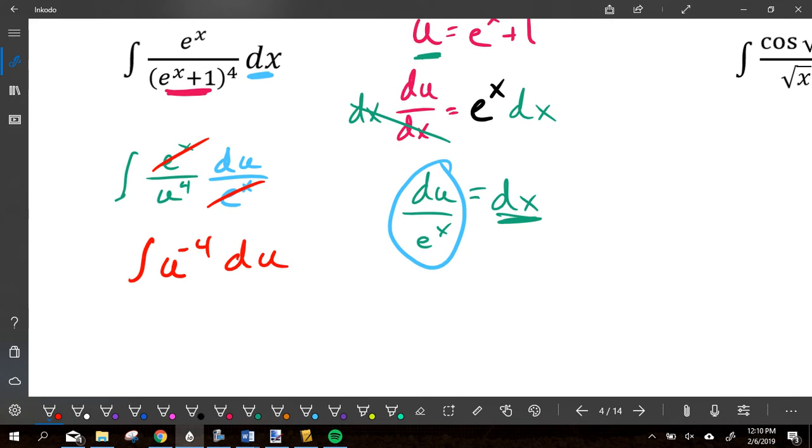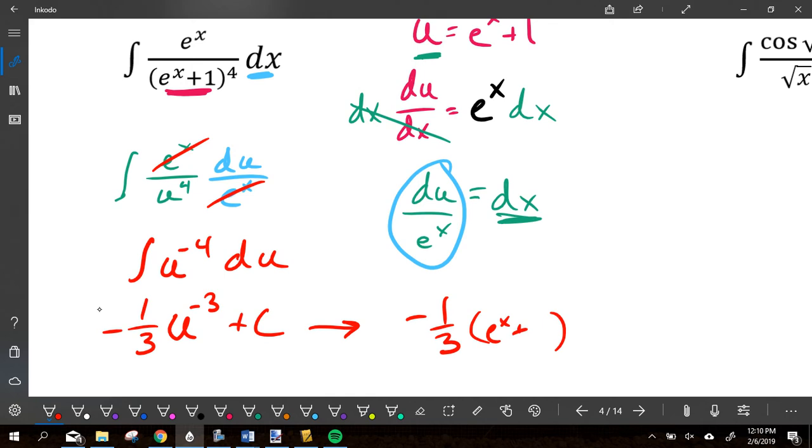It's going to be more beneficial to us because think about what our next step is. It's u to the negative 4th. We're going to add 1 to the exponent. And so if you think negative 4, then you'll add 1 and get negative 3 like you should. So we're adding 1 to our exponent. It's now u to the negative 3. We're going to divide by our new exponent, so it's divided by negative 3, plus c. So my answer is going to be negative 1/3.